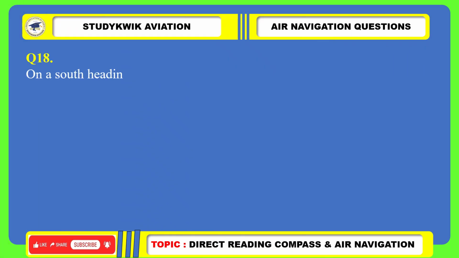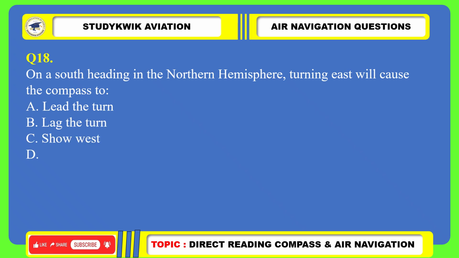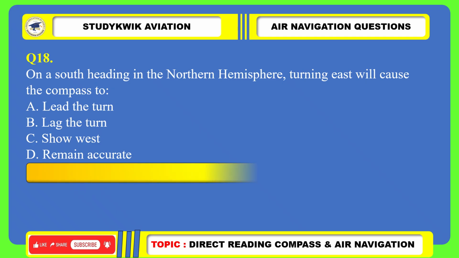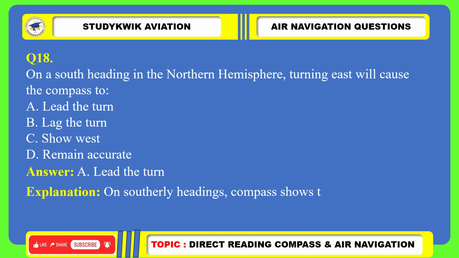Question 18. On a south heading in the northern hemisphere, turning east will cause the compass to lead the turn, lag the turn, show west, remain accurate. The correct answer is A. Lead the turn. On southerly headings, the compass shows a turn ahead of actual due to dip.